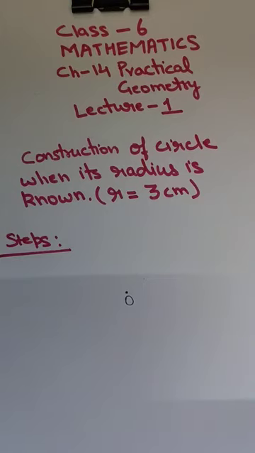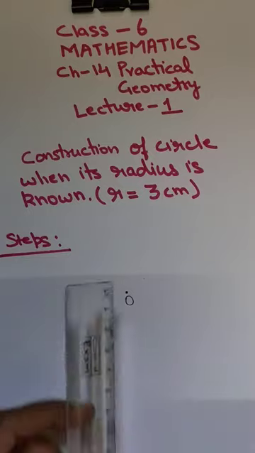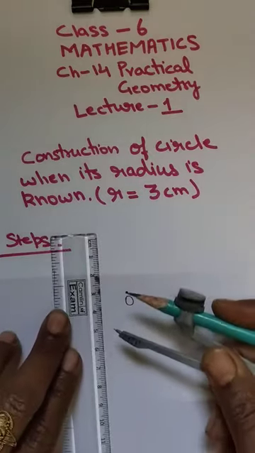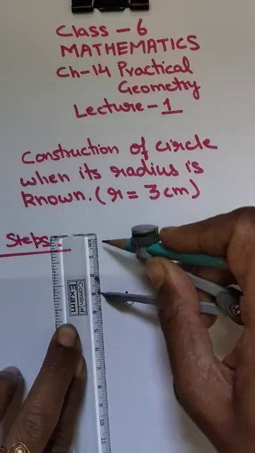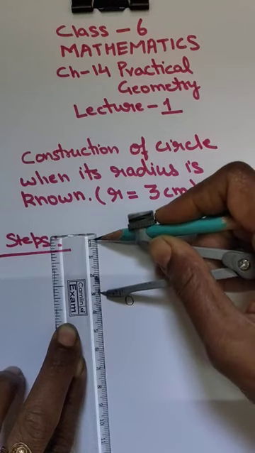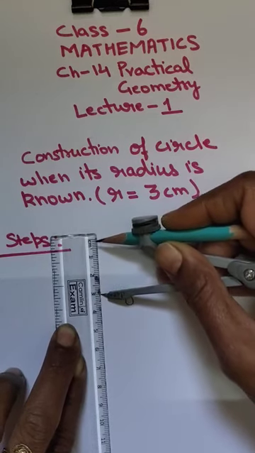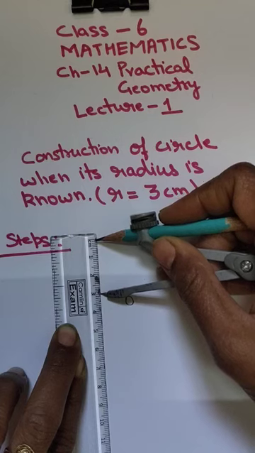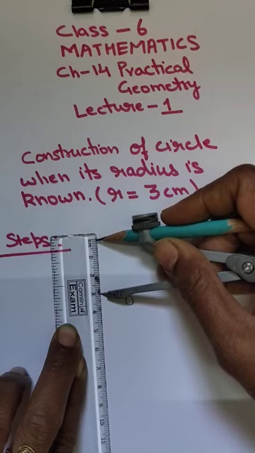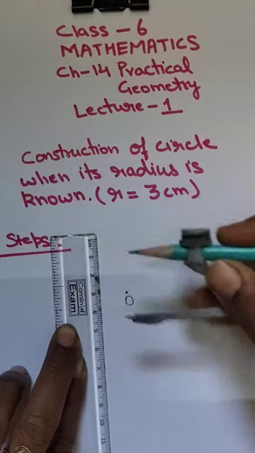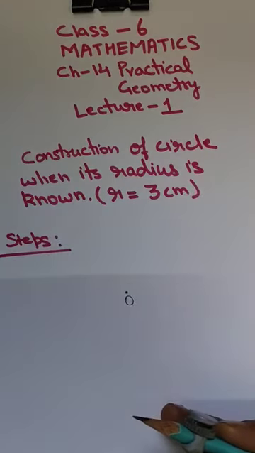Now open the compass of radius 3 centimeter. So for this you need your compass and scale. Open your compass of radius 3 centimeter from 3 to 0, or from 0 to 3. This is 3 centimeter. So for this you want a sharp pencil. Then only you will get the correct measurement.